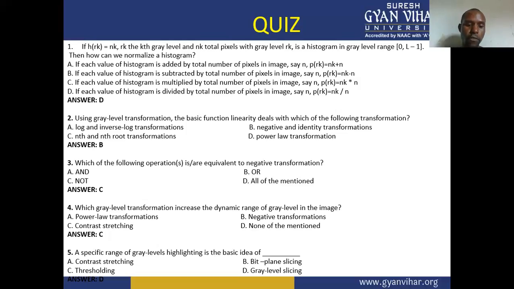A specific range of gray level highlighting, the basic idea of. Now, contrast stretching, we are dealing with dynamic range. Bit plane slicing, we are dealing with only bit level information. Thresholding, we are dealing with only intensity values that involve regions of black and white gray level patches. However, when we deal with gray level slicing, we are highlighting gray levels within a specific range. Hence, our answer is gray level slicing.